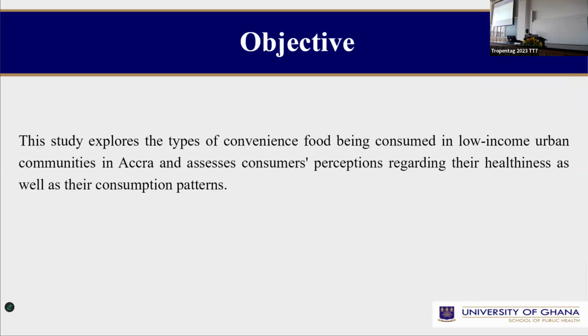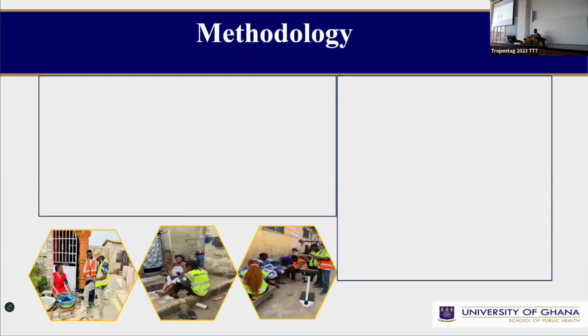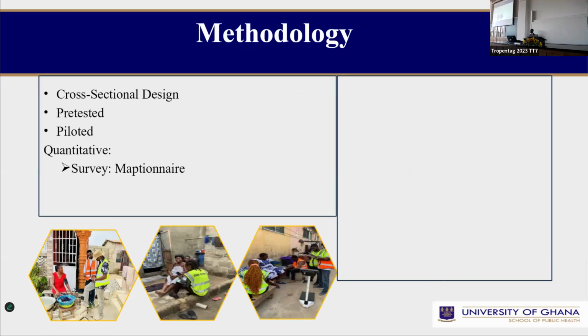As a result of that, this study explored the types of convenience food being consumed in low-income urban communities in Accra and assessed their consumption perception regarding healthiness as well as their consumption pattern. So basically, we employed a cross-sectional design, and the tool was pre-tested and also piloted. We enrolled it on a software called the Machine. Machine is a software that allows you to collect both spatial and non-spatial data.